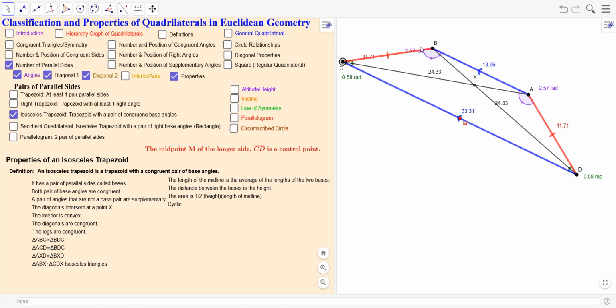So triangle AXB is similar to triangle DXC, and those two are isosceles triangles. So these other two are congruent, but not necessarily isosceles. These two are isosceles, but not necessarily congruent. They are, however, similar. And here are some properties of the isosceles trapezoid, which we studied earlier.